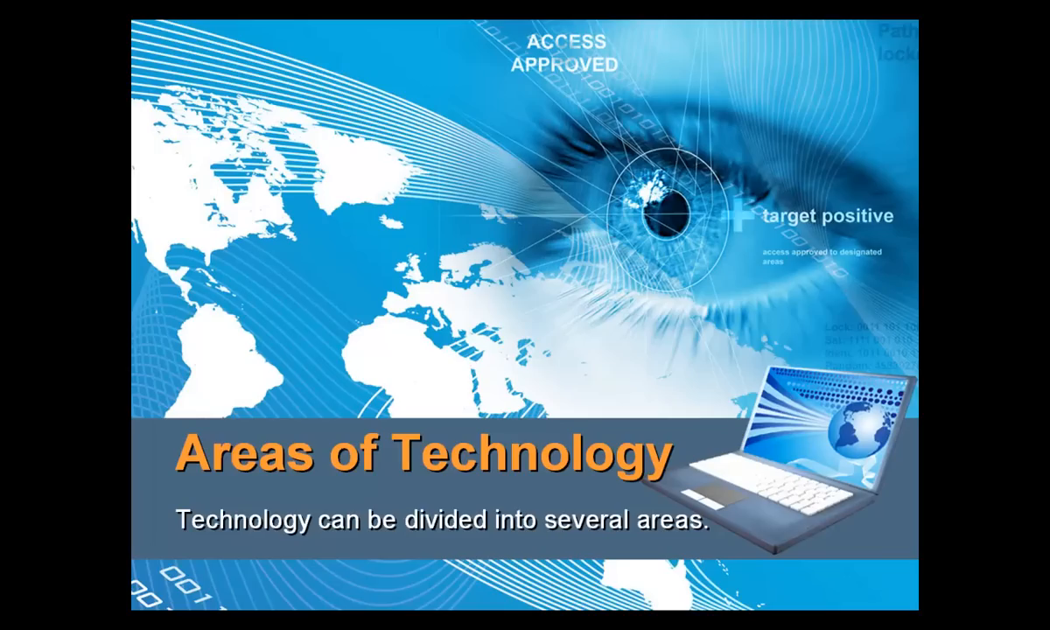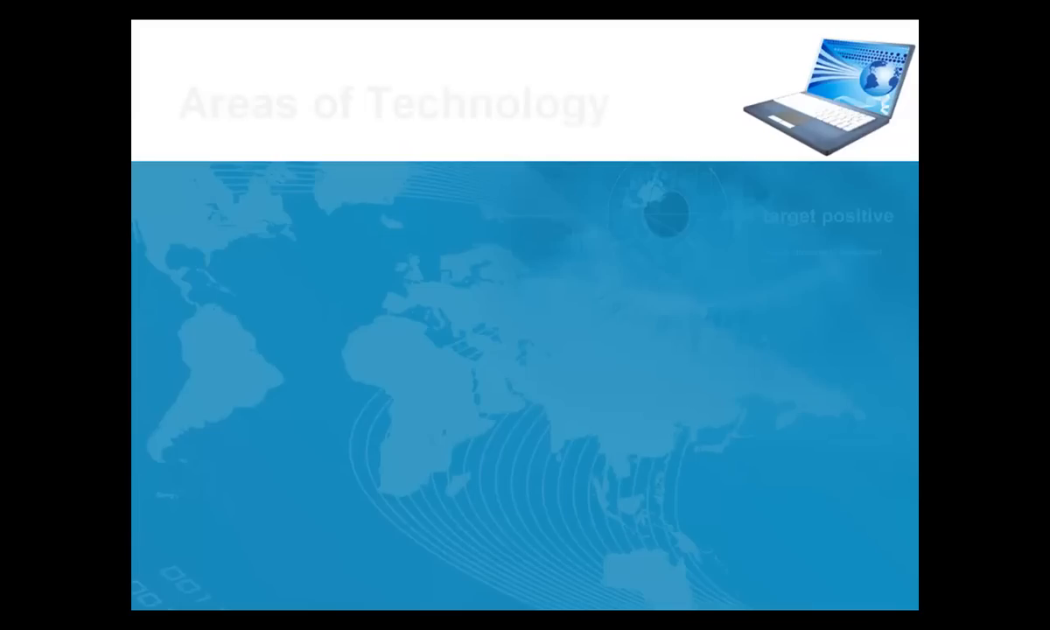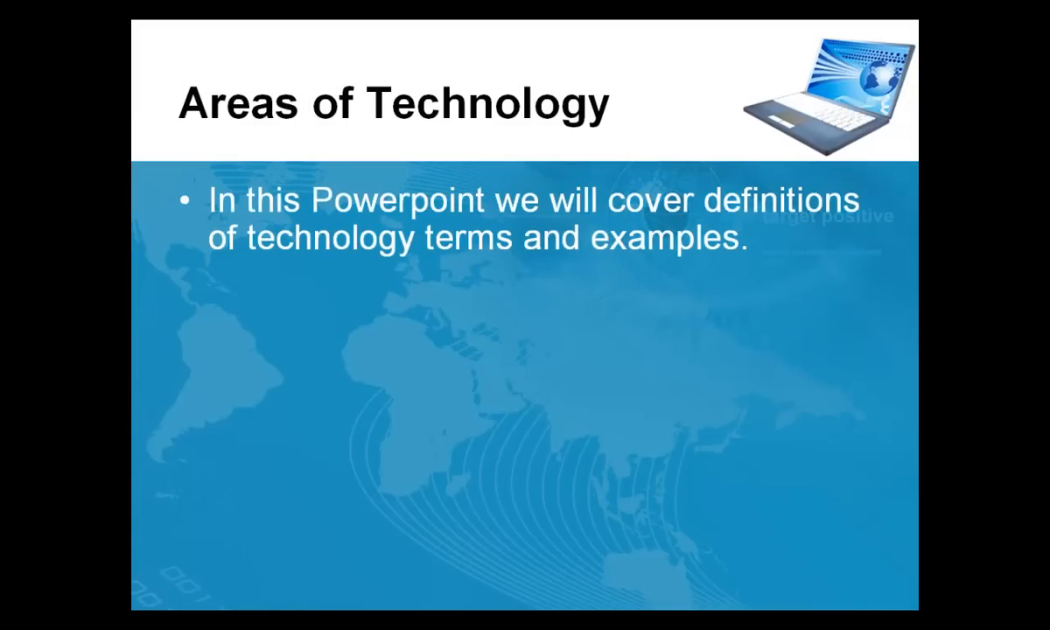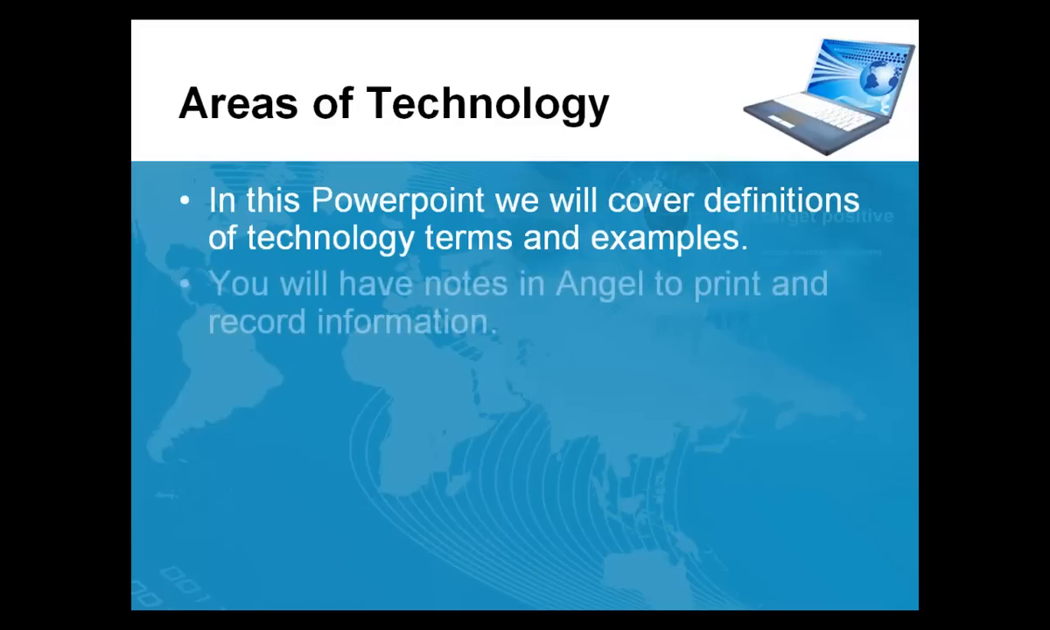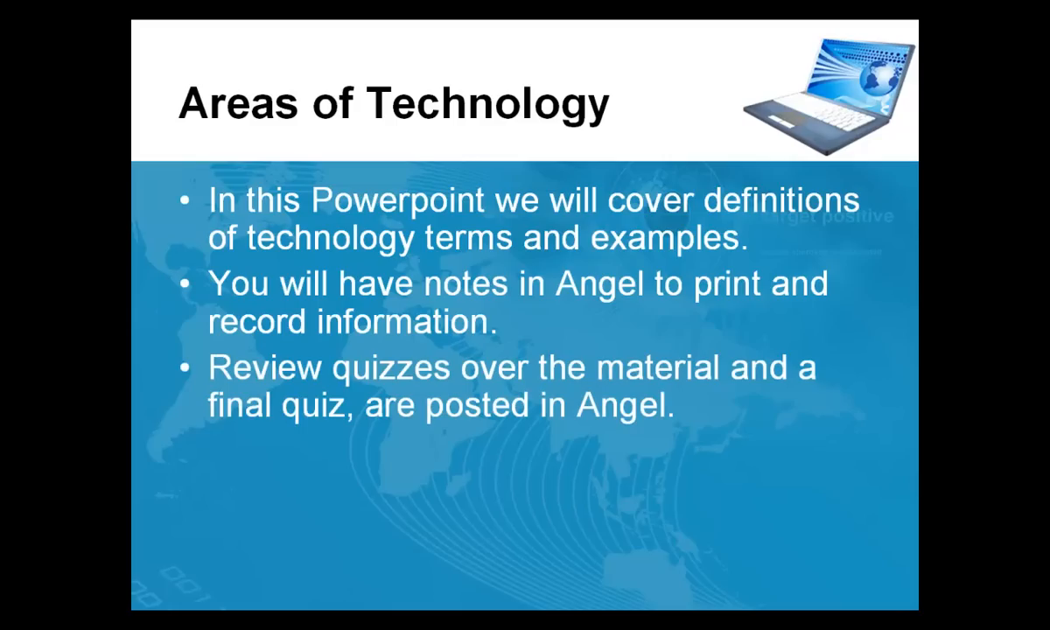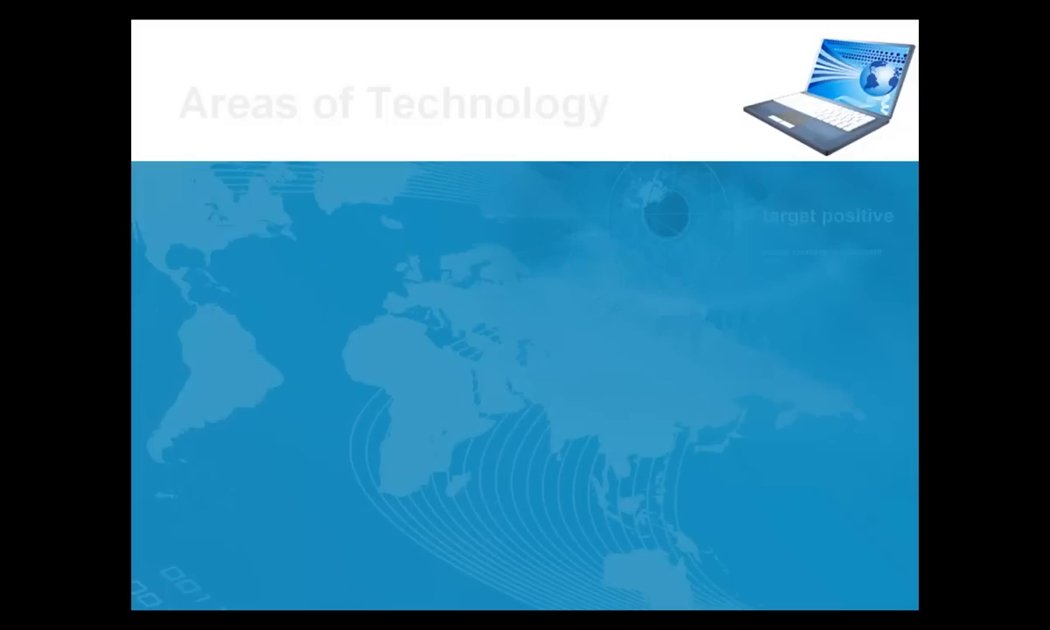One of our first projects will be to do a technology report. And the information that you use in your technology report will be some of the things that we're going to talk about in this video, in the biotechnology video, and the nanotechnology video. And we'll get into more information on that later. In this video or PowerPoint, we'll cover definitions of technology terms and a few examples of each. But I think this will be pretty easy and pretty obvious. You will have notes in Angel to print and record this information. We've already talked about that. The review quizzes will also be posted in Angel as well as the final quiz.